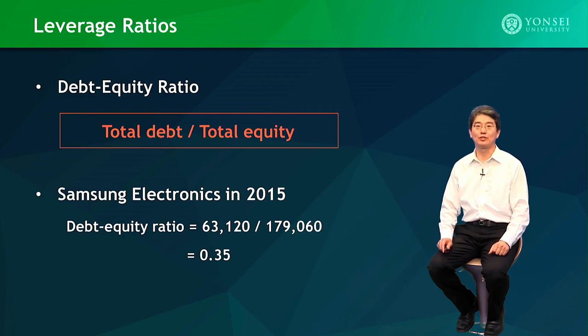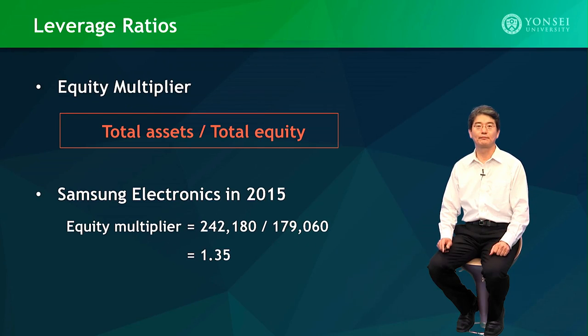Other measures of leverage are the debt-to-equity ratio and the equity multiplier. Debt-to-equity ratio is total debt divided by total equity, and the debt-to-equity ratio of Samsung is 0.35 or 35%. The equity multiplier is total assets divided by total equity, and it is 1.35 for Samsung Electronics. That is, Samsung's total assets are 1.35 times its equity. As you may have noticed, the equity multiplier is the debt-to-equity ratio plus 1. For Samsung's case, the debt-to-equity ratio of 35% plus 1 is 1.35.